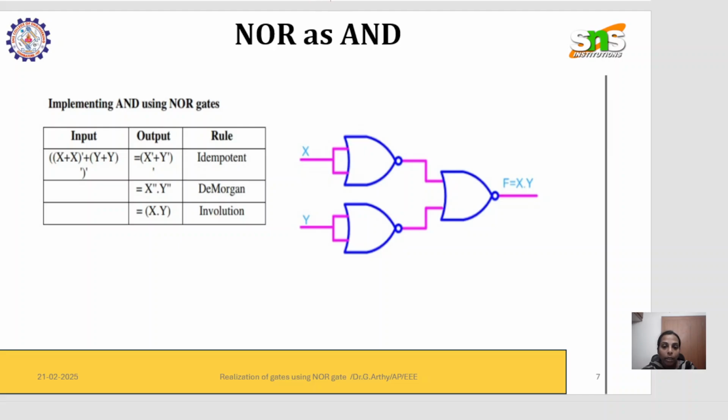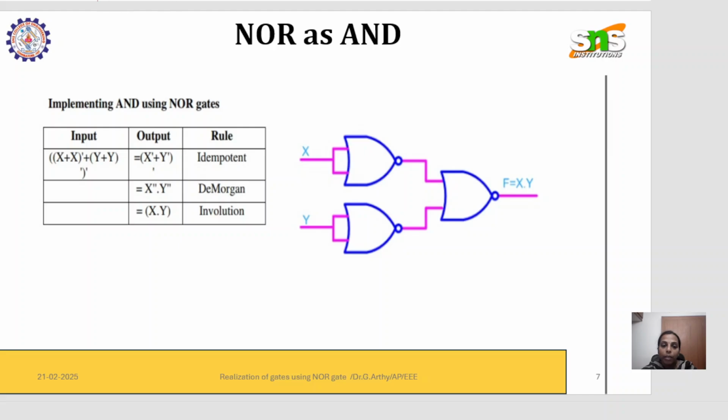So here X and X, and the output is (X plus X) dash. This is again (Y plus Y) dash, and the output here will be ((X plus X) dash plus (Y plus Y) dash) the whole dash. After simplification, X plus X is written as X, and this inversion was mentioned here. Y plus Y by idempotent law is Y, and this inversion was mentioned here.